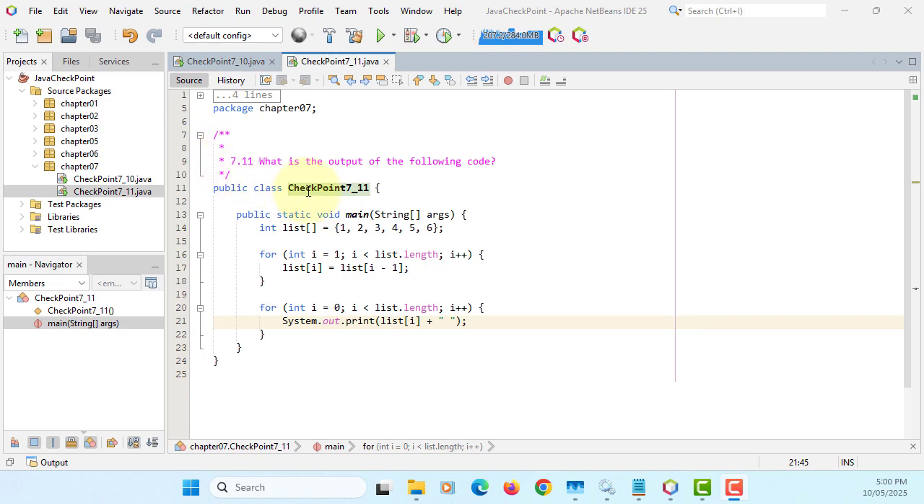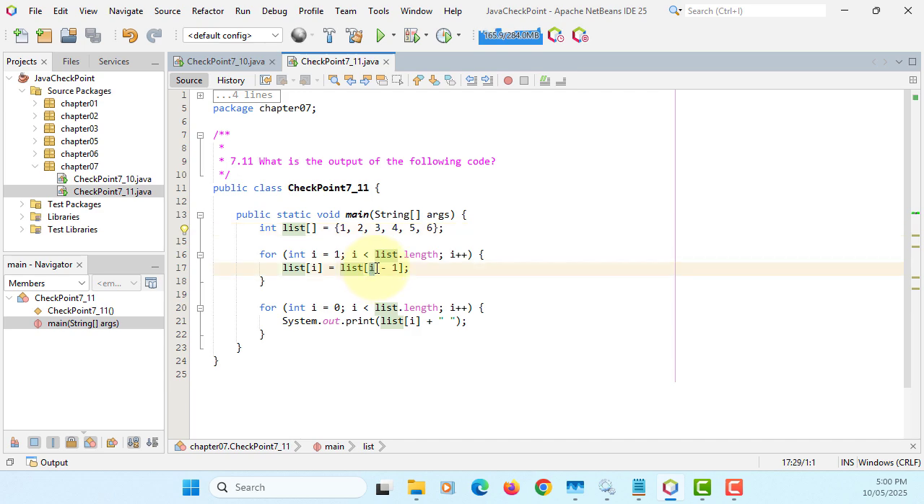Checkpoint 7.11. Where is the output? So we have an ArrayList with 6 elements: 1, 2, 3, 4, 5, 6. Start with the second element, then go to the last one, one at a time. So here we are looking at the second element.